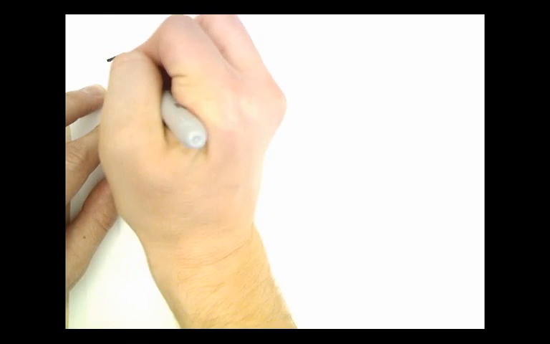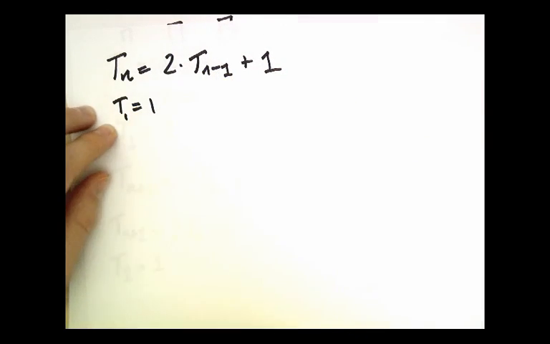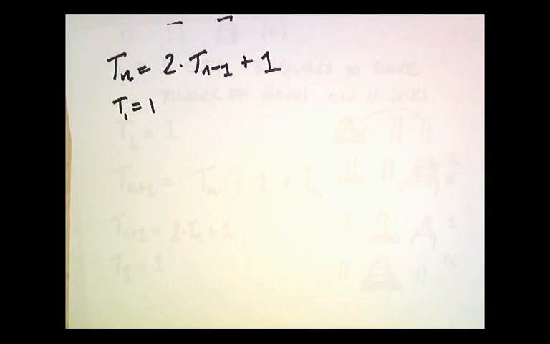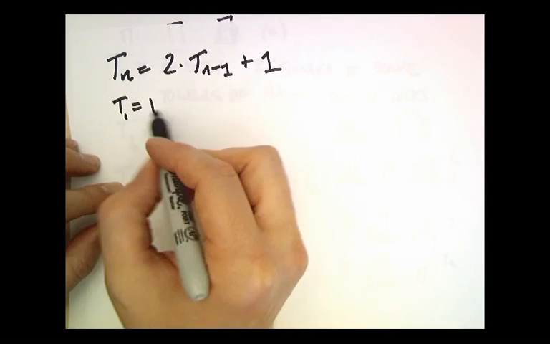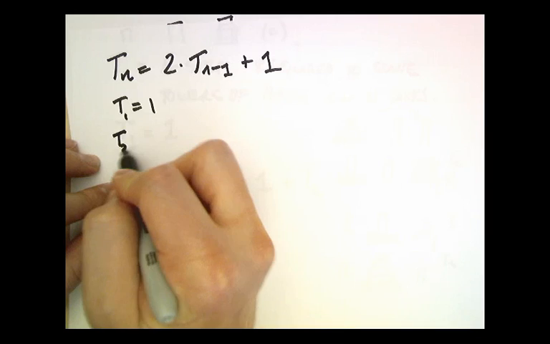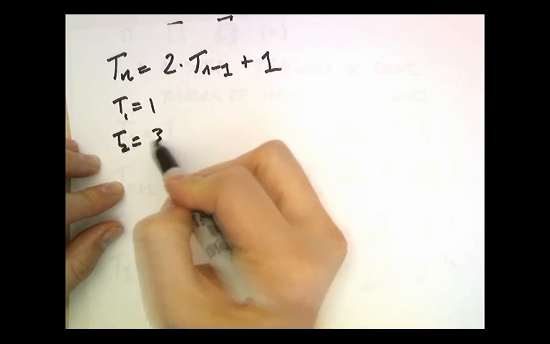So remember, our recurrence relation here is T(n) = 2 times T(n-1) + 1, and T(1) = 1. So even if you didn't understand any of that Towers of Hanoi stuff, focus in on this particular recurrence relation. T(1) is 1. What's T(2)? It equals 2 times 1 plus 1, which is 3.